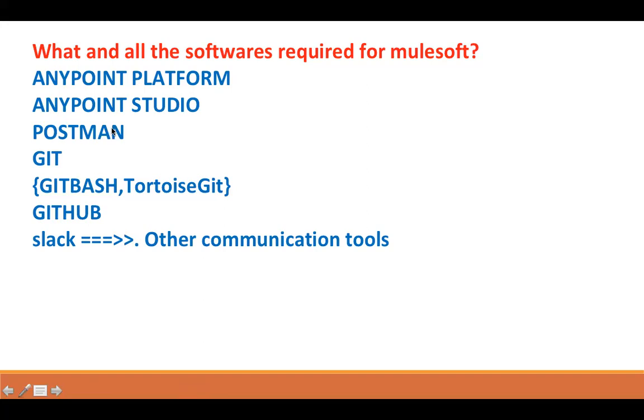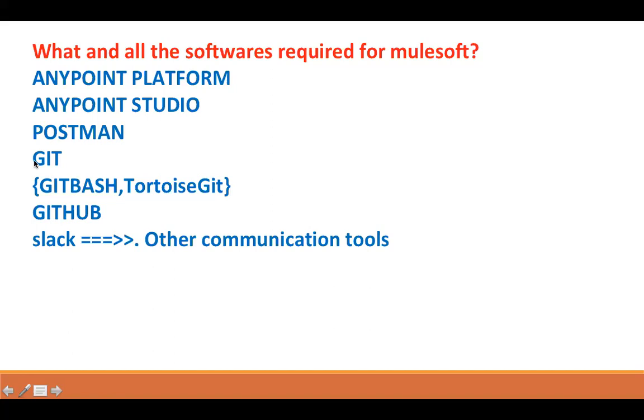Once after completion of your development, we need to test it, right? Whether your API is working fine or not. For that purpose, we are going to use Postman. Git and GitHub are DevOps tools. But why do we need to use them in Mulesoft?